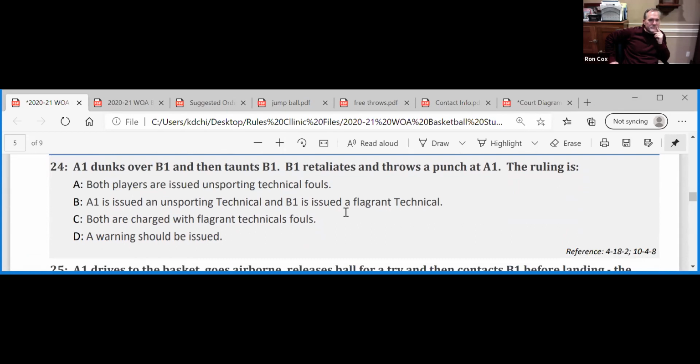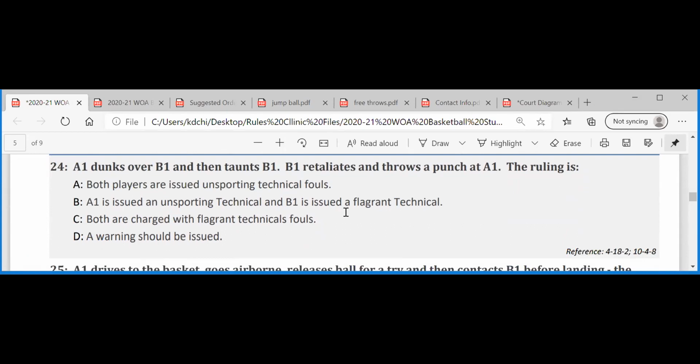Tanner, 24. A1 dunks over B1, then taunts B1. B1 retaliates and throws a punch at A1. The ruling is, I said B.